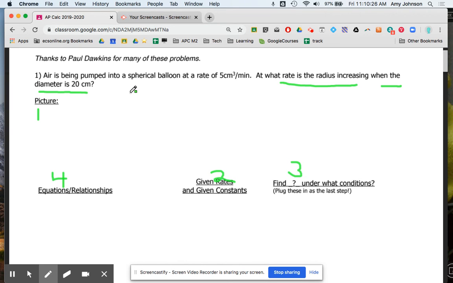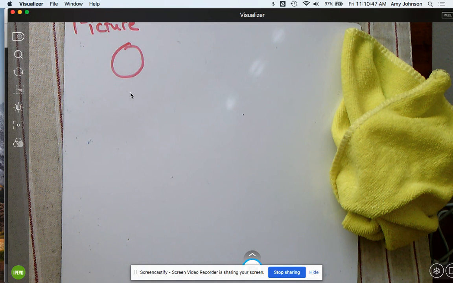So we're going to start with the picture. And hopefully you have this worksheet someplace where you can see it. If you're lucky, you were able to print it out. So it says that air is being pumped into this balloon at a rate of 5 centimeters cubed per minute. And so I'm going to just draw a picture. Here it is, a very straightforward sphere.